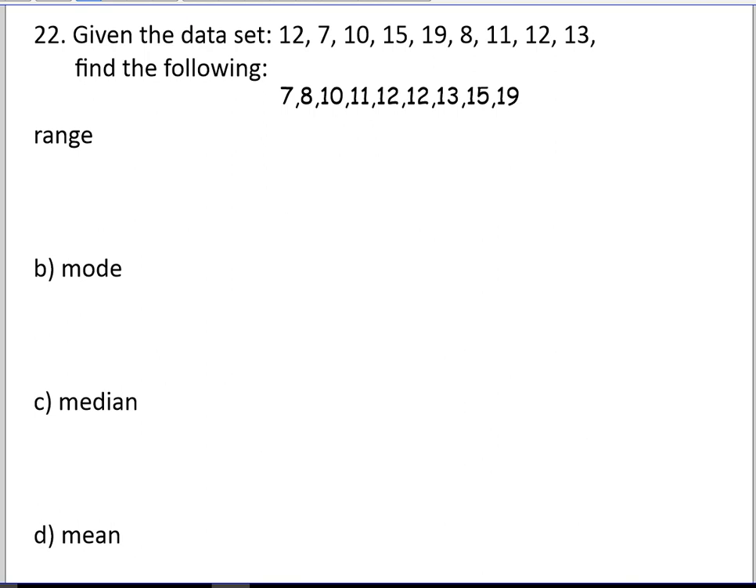Our range is the largest minus the smallest, so we have 19 minus 7 to have a range of 12. Our mode, MO, most often, is also 12. 12 is the only number that repeated.